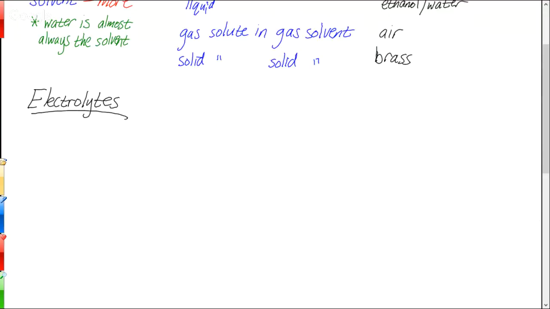All right, let's talk about electrolytes. Last week, or maybe the week before, when we were talking about intermolecular forces, we talked about how things being dissolved in water means that the water molecules surround those individual particles, either ions or molecules. The water molecules surround them because they have similar intermolecular forces to the water.